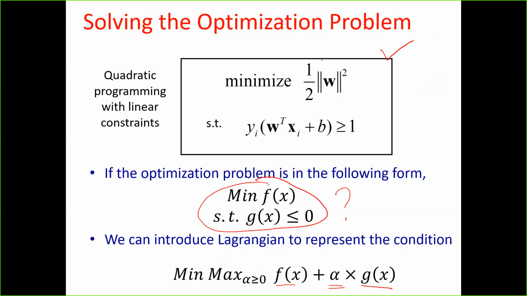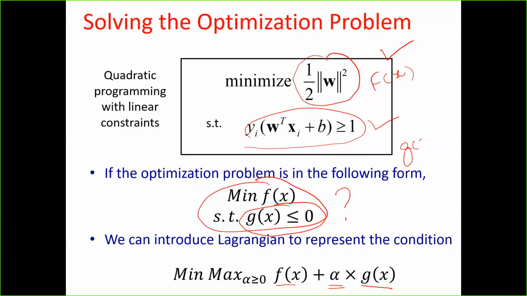Minimization of f of x. We also have some f of x. This is f of x. Subject to the constraint that g of x less than or equal to 0. Is it in this form? Is it in the g of x less than or equal to 0 form? Do you have any g of x that is less than or equal to 0? No, sir. Not exactly in that form, but can you bring that into that form? Can you bring this condition into the form of g of x less than or equal to 0?